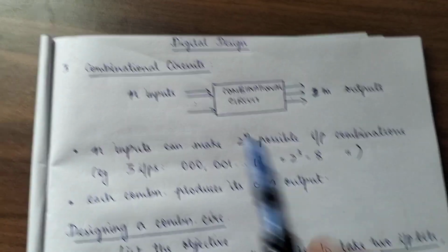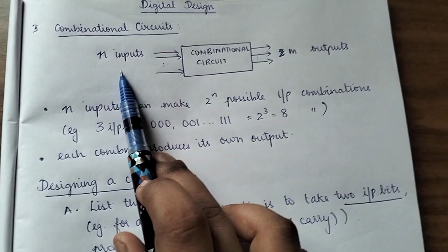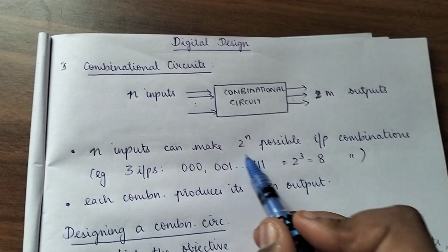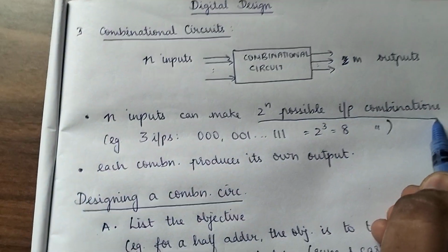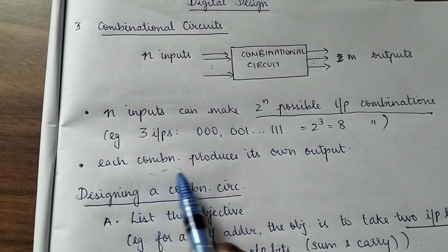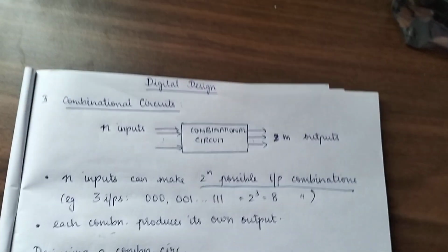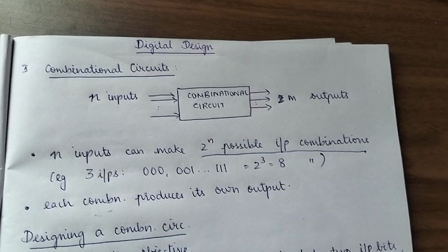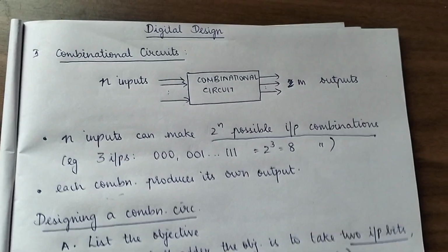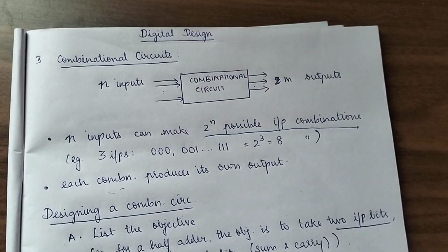So when I say I have an n input combinational circuit, then I mean I have 2 power n possible input combinations, and for each of these combinations the circuit produces m outputs. So this is the basic definition of a combinational circuit.